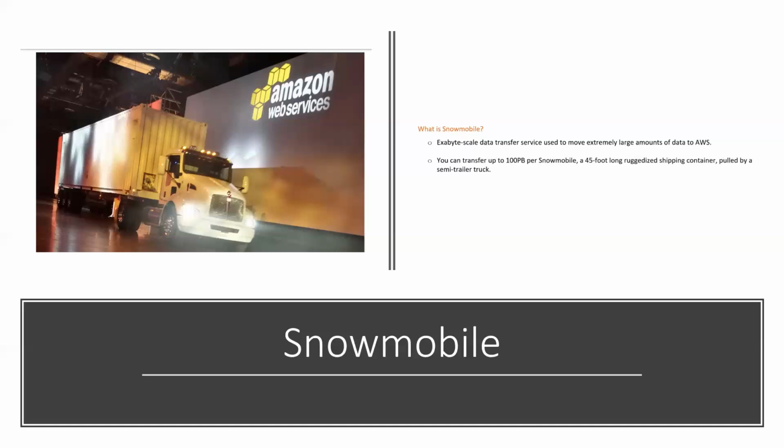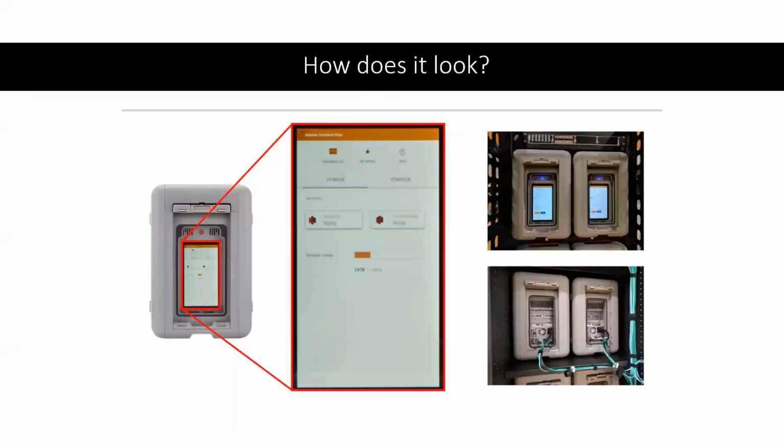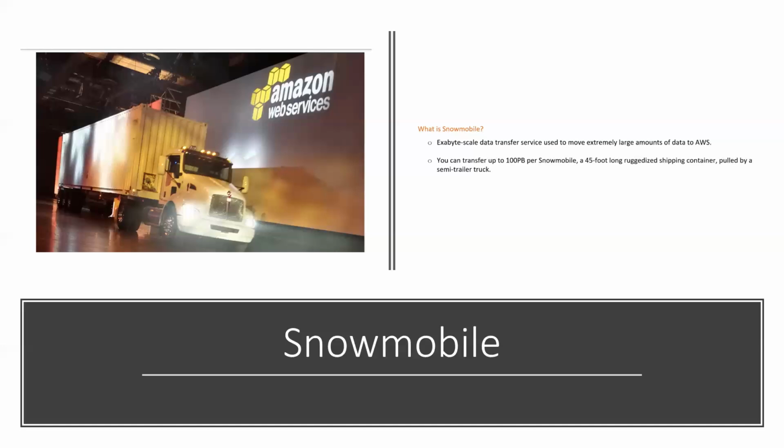We talked about Snowball, which is basically for 50 terabyte and 80 terabyte. That also has a physical device. You create an import task and you do all this activity. Then we talked about the Snowball Edge, which transfers somewhere around 100 terabyte of data. Then we talked about the Snowmobile, which actually transfers exabytes of data, and that has a 45-foot long shipping container which comes in.